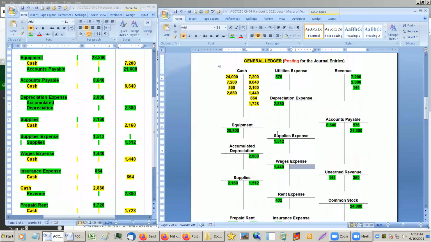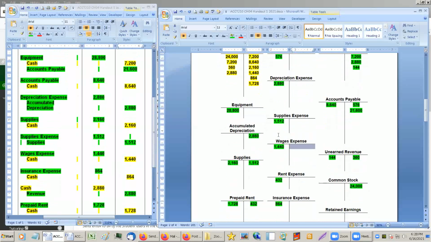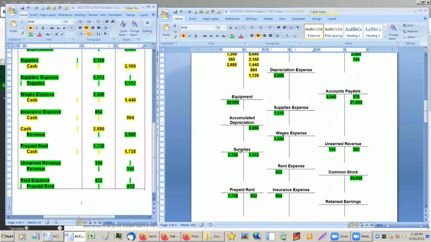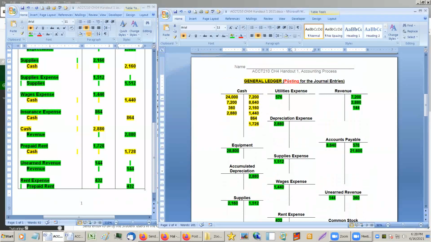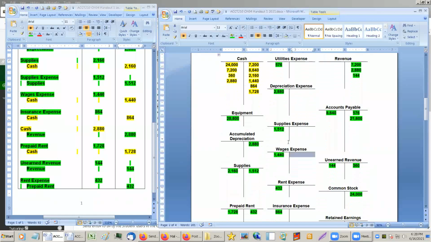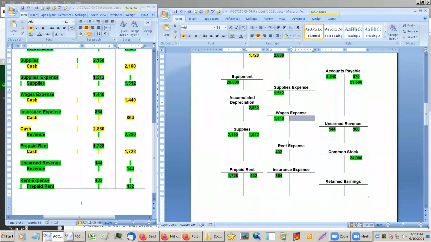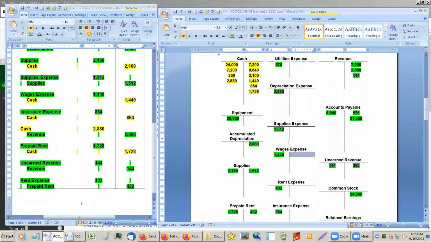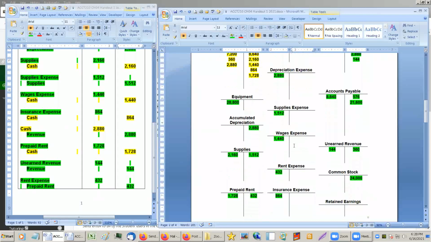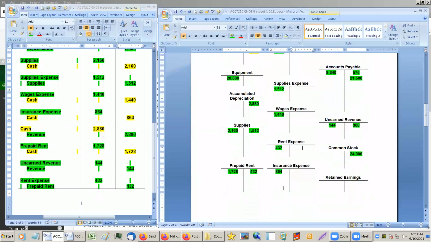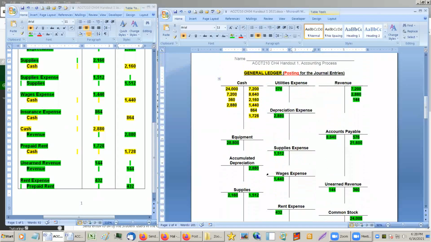Okay, so what we've done is taken all of these journal entries, and what we call posting, we posted them over to our general ledger.